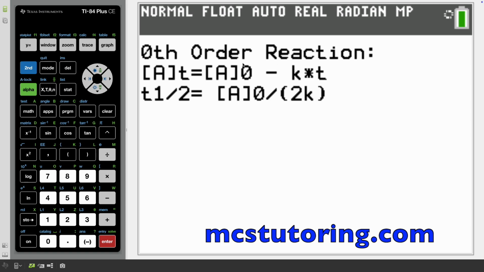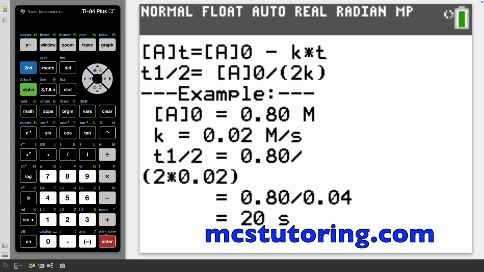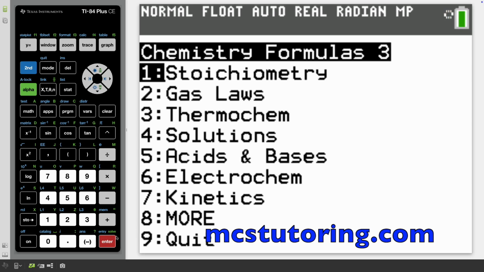So 0th, I don't even know if that's a thing. 0th, whatever, order reaction. A at time t equals A0 minus K times t. T sub 1/2 is A0 divided by 2K. What does that mean? Okay, so an example. Let's say your A0 is 0.8 M. K is 0.02 M per second, I'm assuming. T 1/2 is 0.80. That's the A sub 0 divided by 2K. So it's 2 times this K value, the 0.02. And there we go. So that's kind of cool.